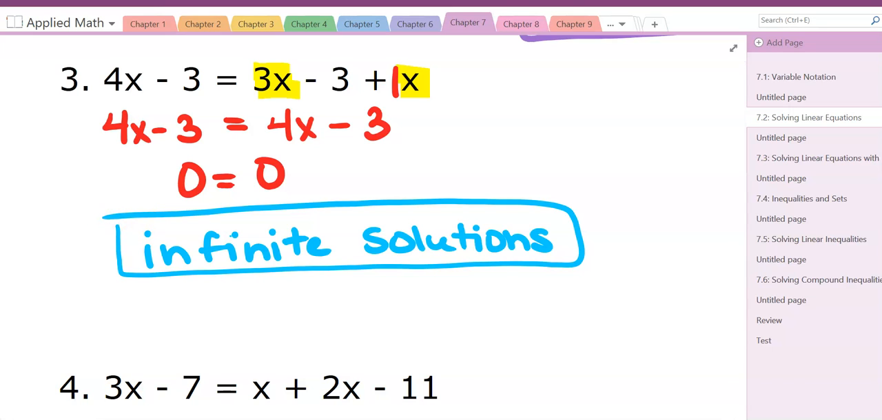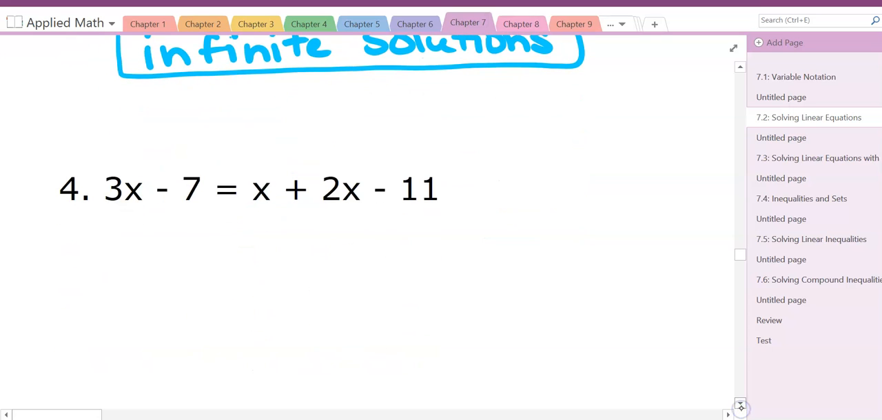Number 4 is also a special case. If I look at this one, again, I don't have to do anything to the left side. It's just going to say 3x minus 7. But on the right side, again, I got to combine. I've got an x and a 2x. So what's x plus 2x? 3x. So I've got 3x minus 11.